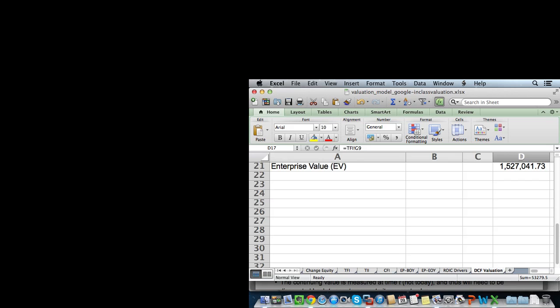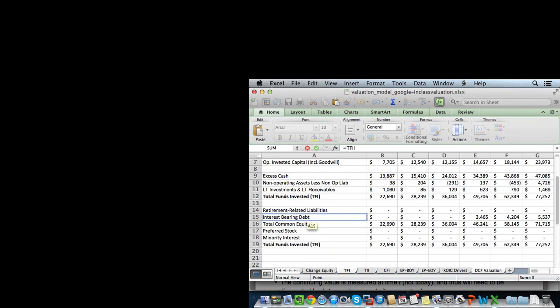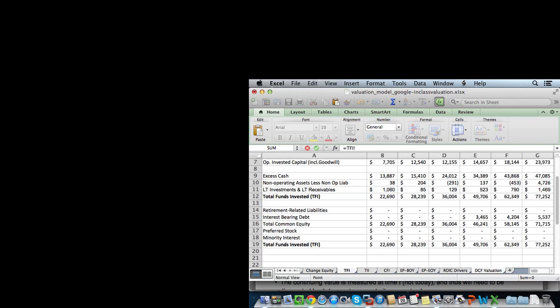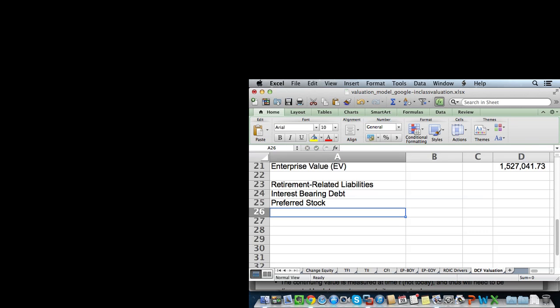So now what we're going to do is subtract out all the debt and the debt equivalents. Again, we can go back to our TFI. In our statement of TFI, we have listed all of the 3s and 4s: retirement-related liabilities, interest-bearing debt. Those have to be paid off before shareholders can get paid. Next, my equity and equity equivalents. I'm solving for common equity, so I don't actually pay off the common equity, because that's what's left. That would be double counting. But I would have to pay off the preferred and the minority shareholders.